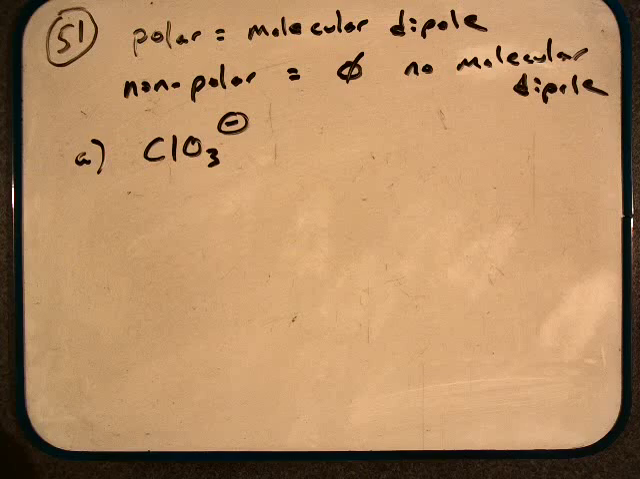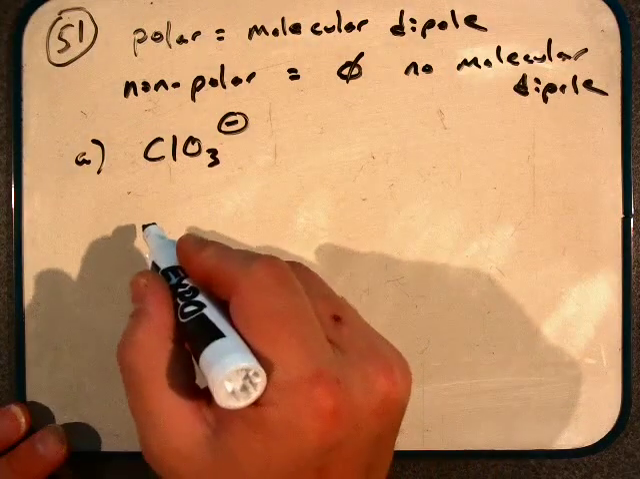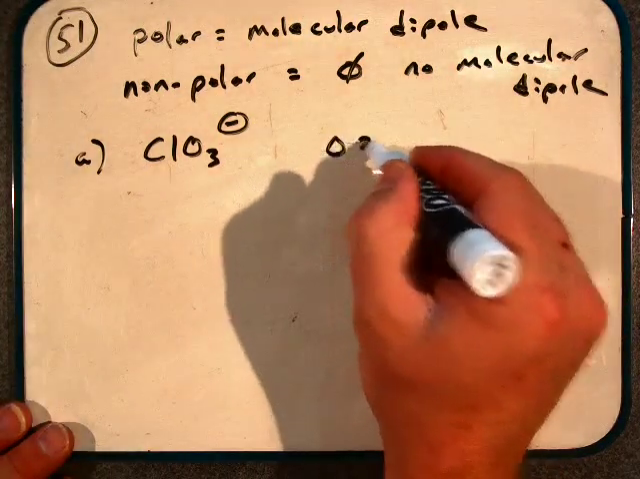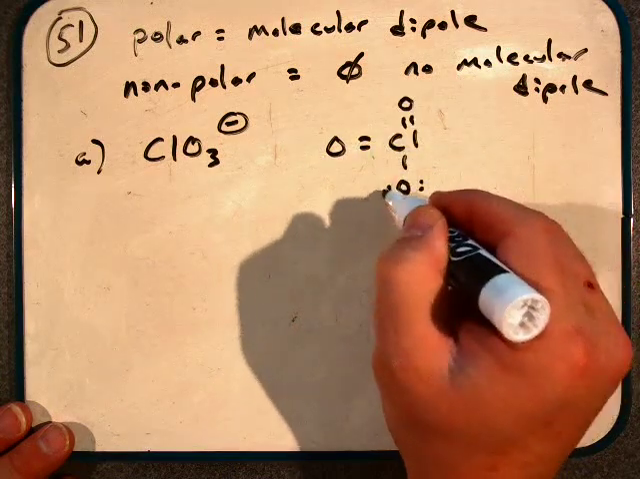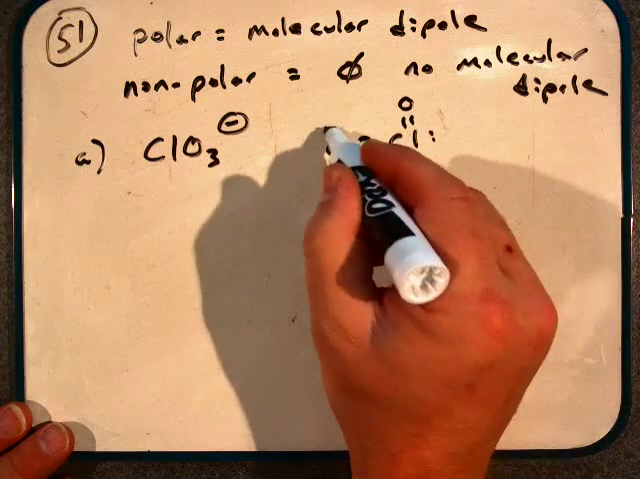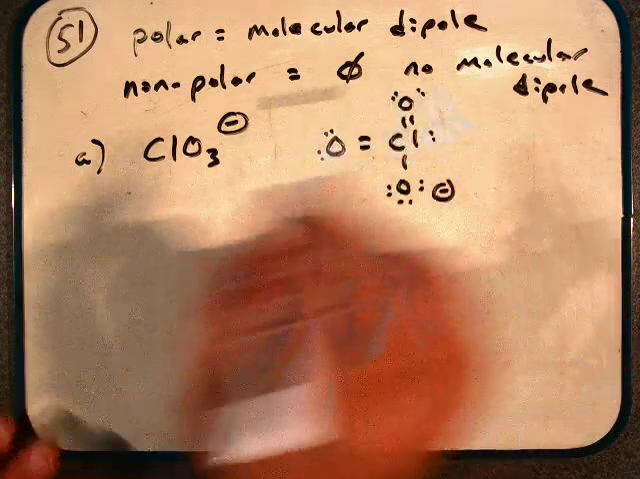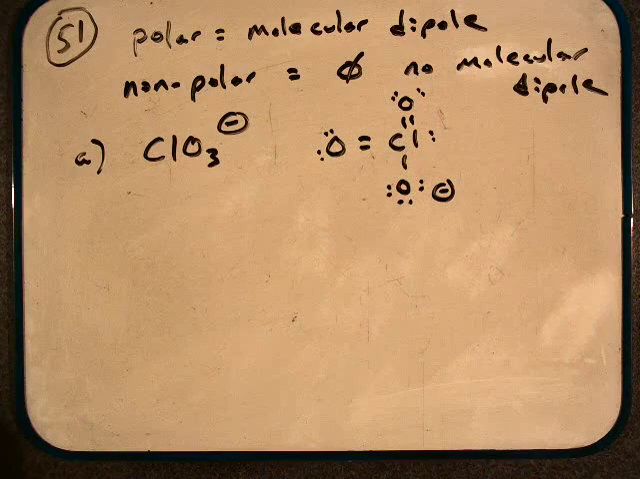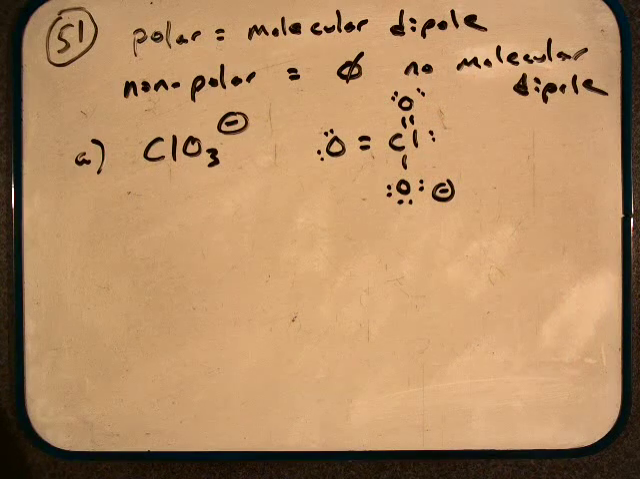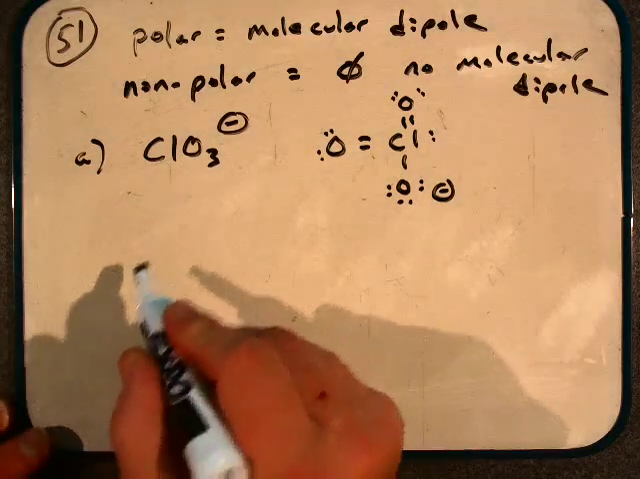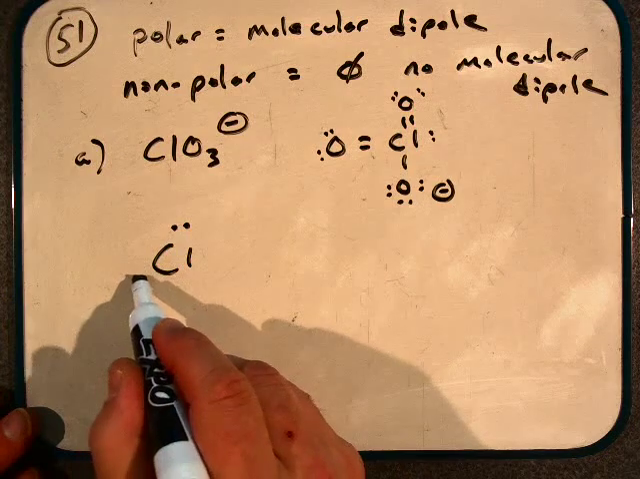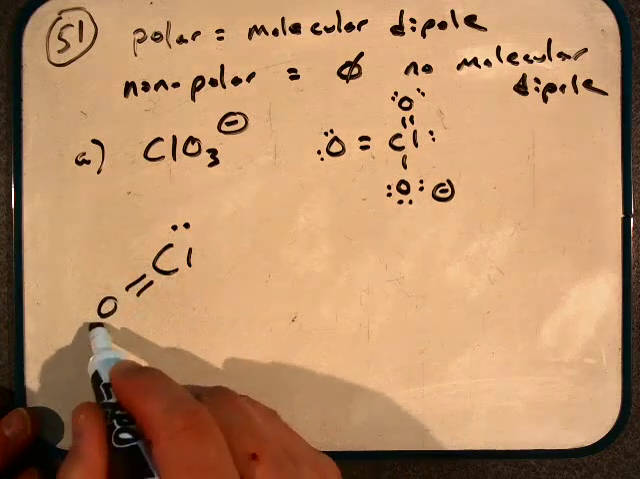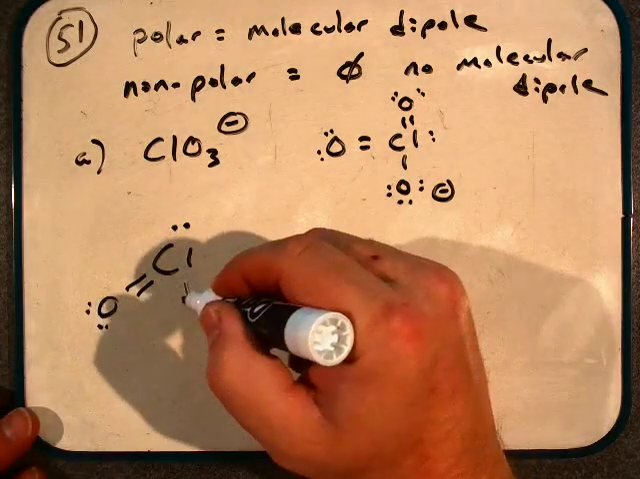If we put this structure together, we should end up with the chlorine in the middle expanding its octet, having then 2 double bonds with 2 oxygens and then a single bond to the oxygen anion. And so chlorine has 4 groups, and so we would write this structure in a tetrahedral electronic geometry.